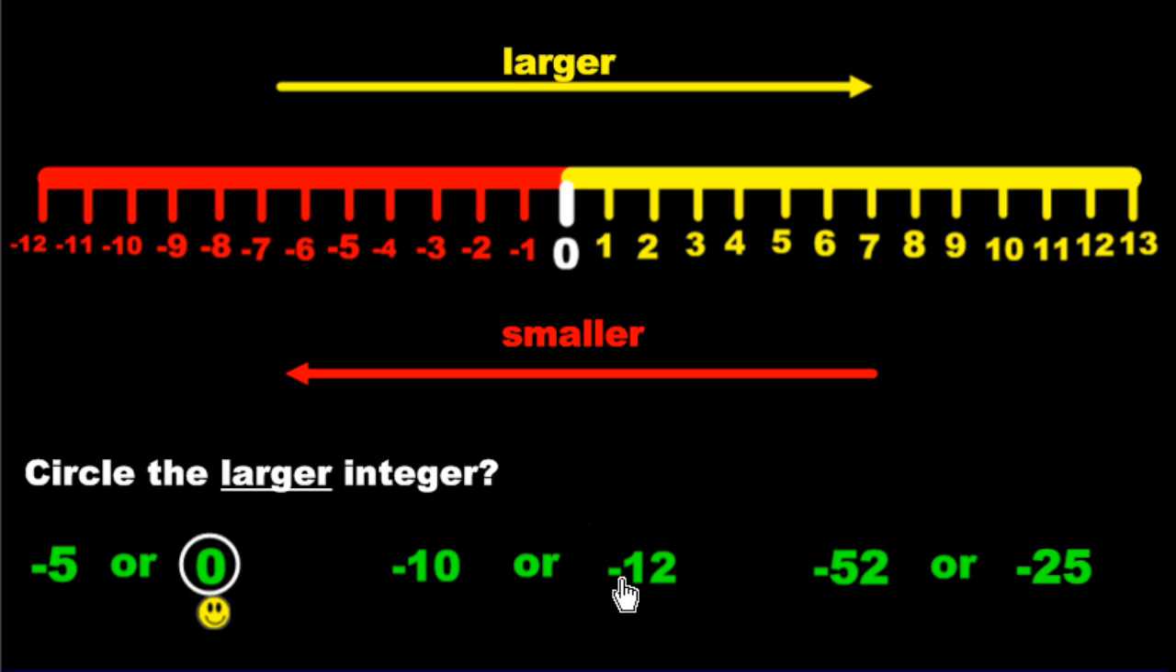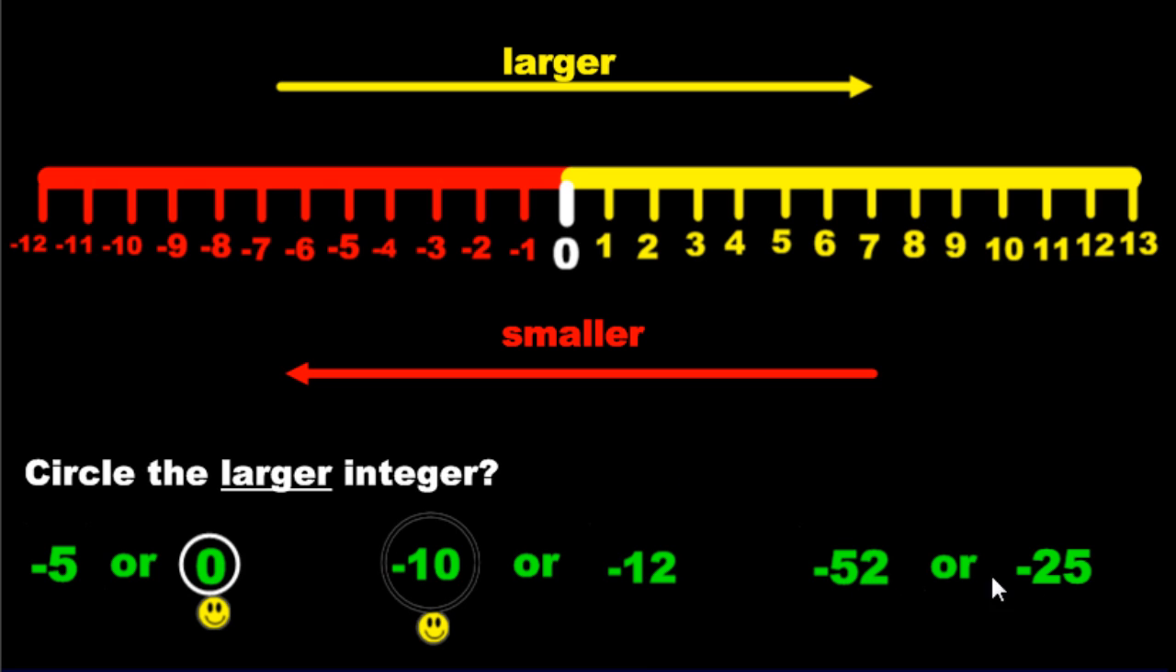How about between -10 and -12? Here's -10. Here's -12. Which is larger? It's not -12. It's -10. Without a number line, if you were just to look at those two numbers, you might accidentally pick -12 as the larger number because 12 is bigger than 10. But once you get to the negatives territory, the numbers don't act really the same way.